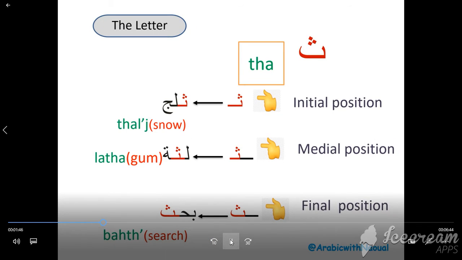The letter Tha is like Ba and Ta. In the initial position it is written like in the word ثلج, in the medial position like in the word لثة, in the final position like in the word بحث.